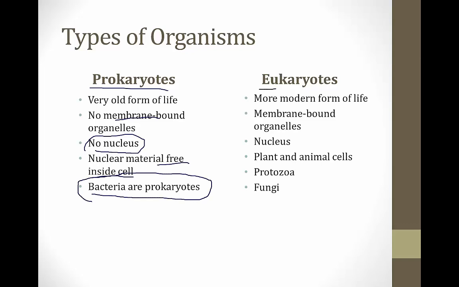On the other hand, eukaryotes are a more modern form of life. These are cells that have membrane-bound organelles. They do have a nucleus with nuclear material inside. And examples of eukaryotes are plant and animal cells, so the cells in the human body are eukaryotes. Also protozoa, which cause infection. We'll talk about that in another module. And fungi, which cause infections. But it's very important that you understand that bacteria are unique in that they are members of the prokaryotes and that they are a very old form of life on the planet, very different from eukaryotic cells.